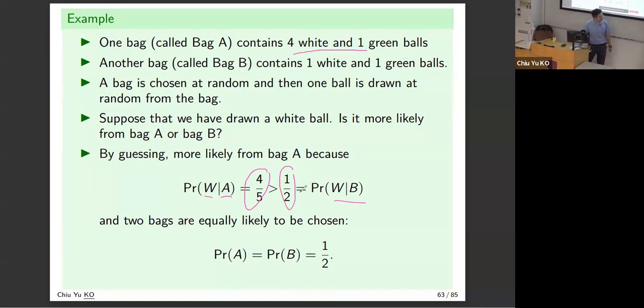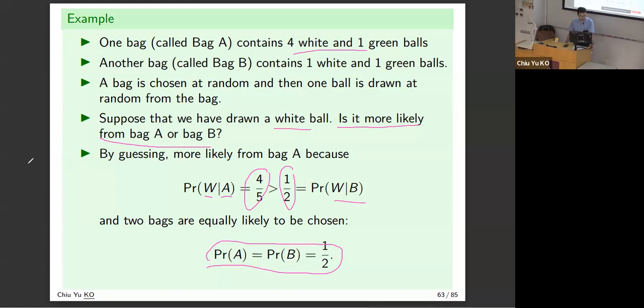So this is something that we have, and that is the idea that white is very likely from A. If you got a white, that is very likely from A rather than B. And both bags are equally likely to be chosen. So that is the information we have. So probably the first thing to ask is whether it is more likely from A or B, and you know it's white.